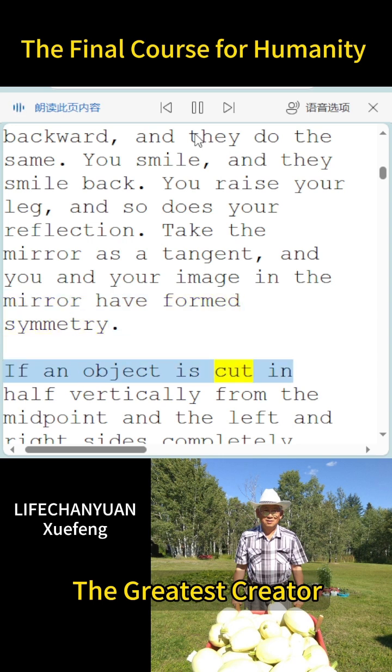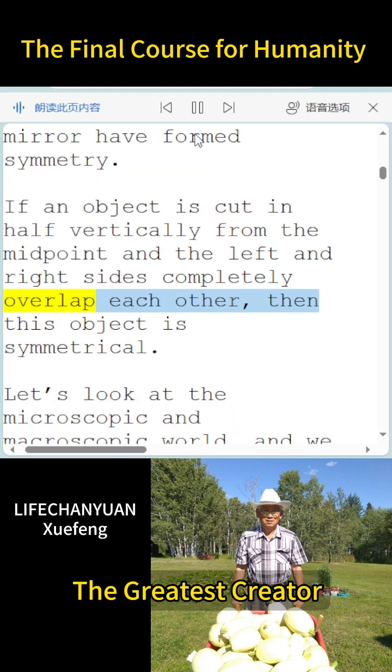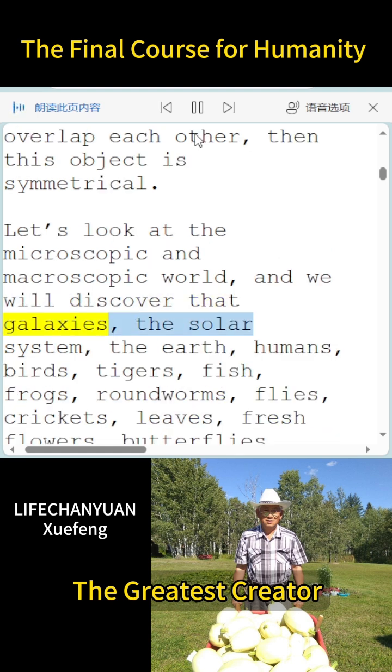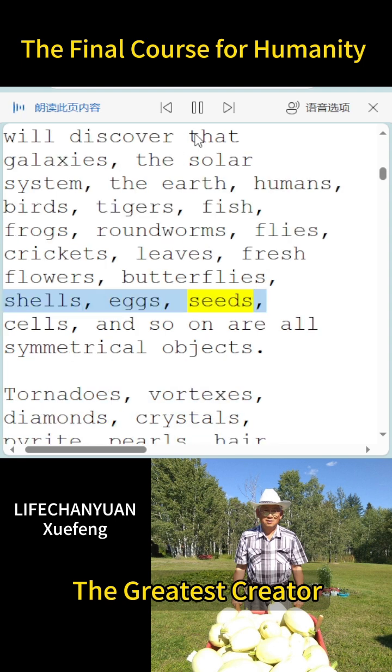If an object is cut in half vertically from the midpoint and the left and right sides completely overlap each other, then this object is symmetrical. Let's look at the microscopic and macroscopic world, and we will discover that galaxies, the solar system, the Earth, humans, birds, tigers, fish, frogs, roundworms, flies, crickets, leaves, fresh flowers, butterflies, shells, eggs, seeds, cells, and so on are all symmetrical objects.